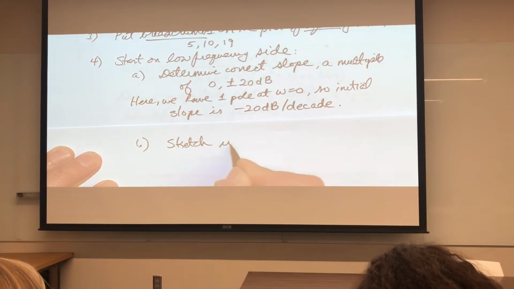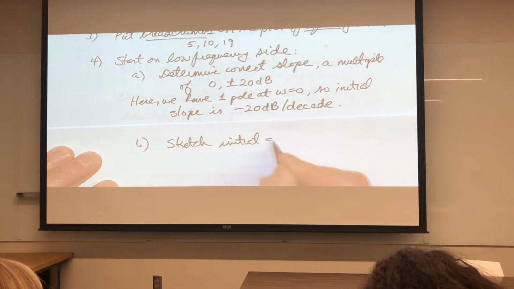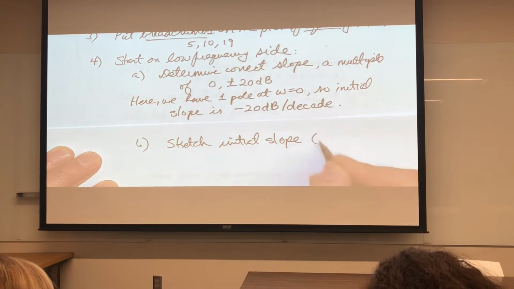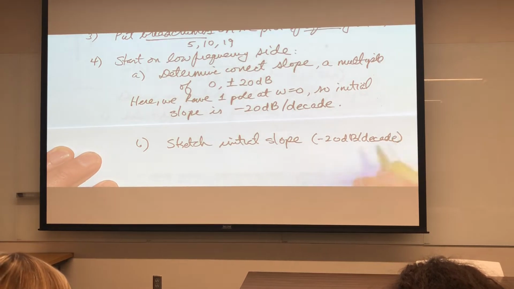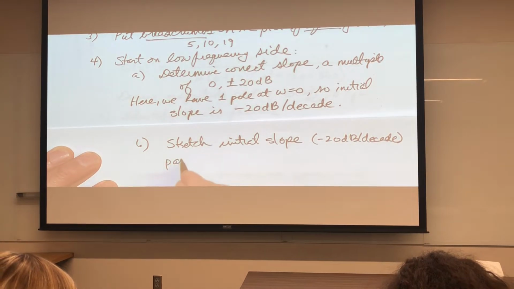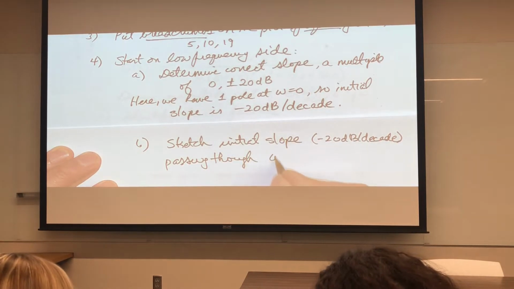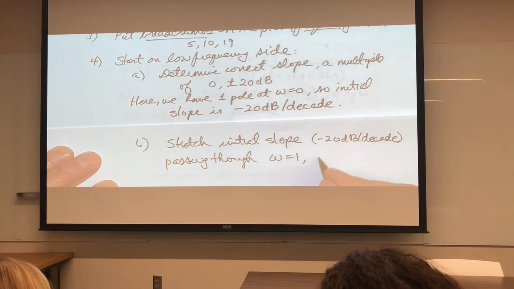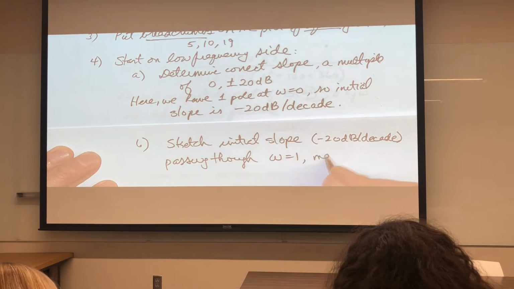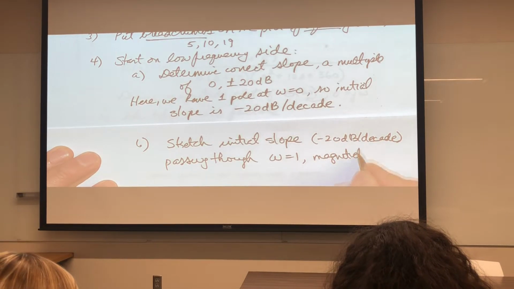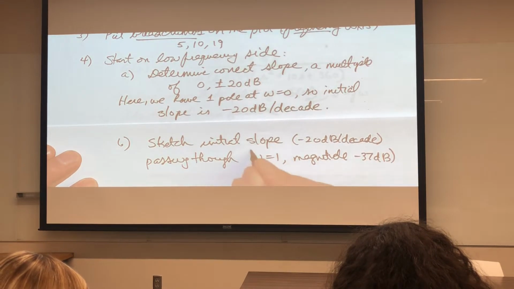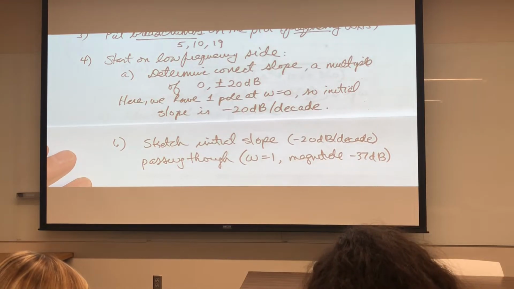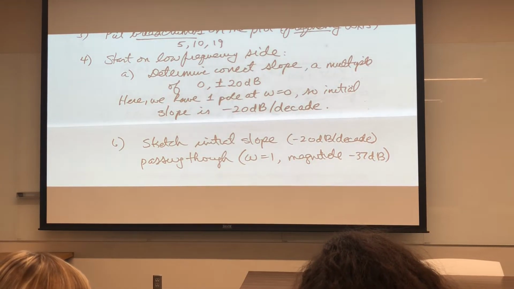sketch the initial slope. In this case, it's minus 20 dB per decade. Sketch the initial slope passing through omega equal to 1 and magnitude minus 37 dB. This is an XY pair. Okay? This is an XY pair.